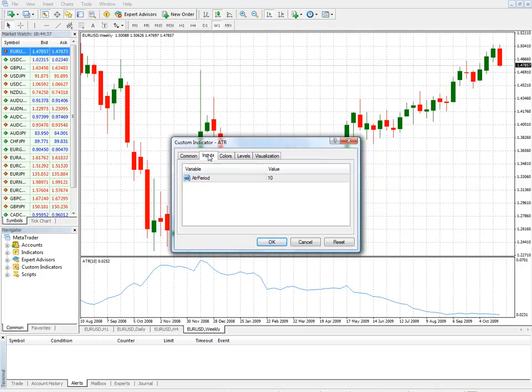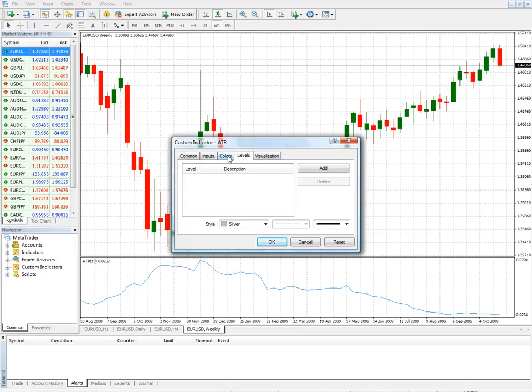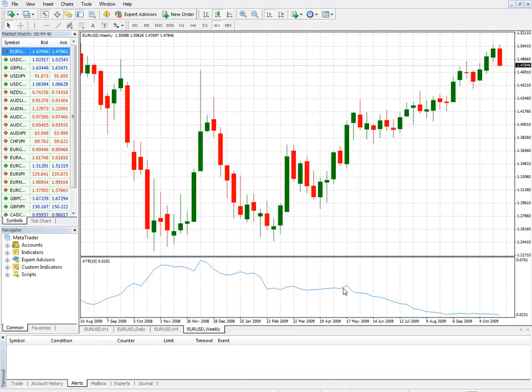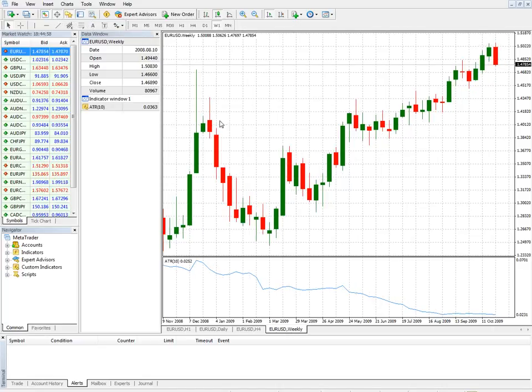Colors. Doesn't look like it's going to give us an opportunity to make that thicker. That's okay. This is fine for our purposes. We'll take a look at the blue line then. Okay. So let's take a look at the values here as we're looking around. In fact, let's go up here, click on data window, and you'll see that our ATR, our average true range, is listed right here as we scroll along each of these weekly prices.